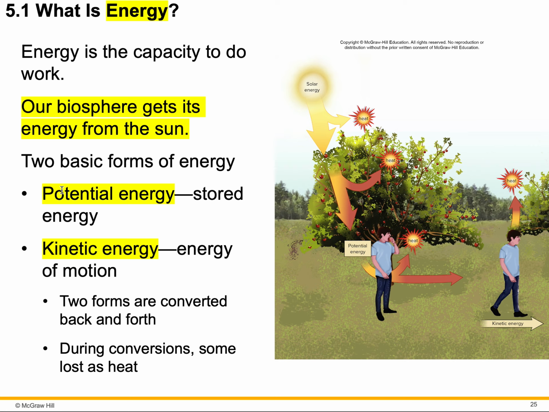There's two basic forms, potential and kinetic. Potential is what we call a stored energy. And then kinetic energy is the energy of motion. So once something is moving, it has kinetic energy. If something is standing still, it has potential energy. So that's how we decipher them.